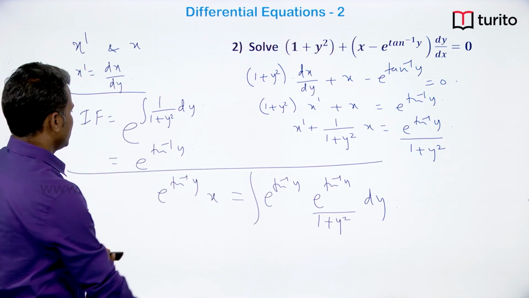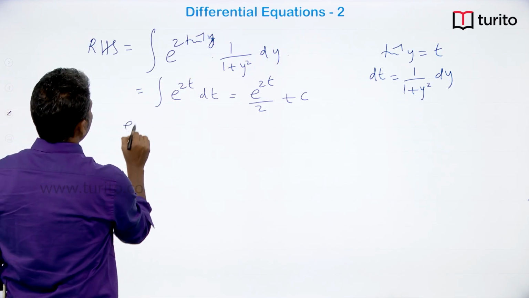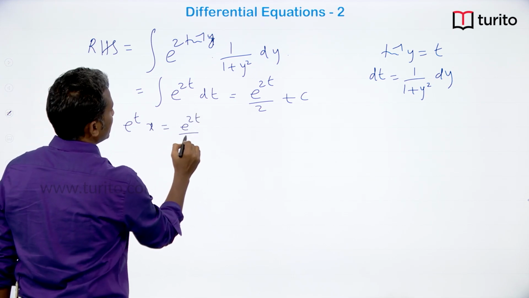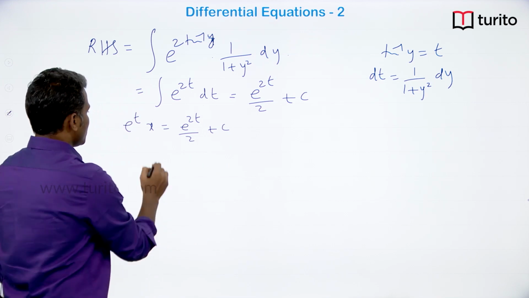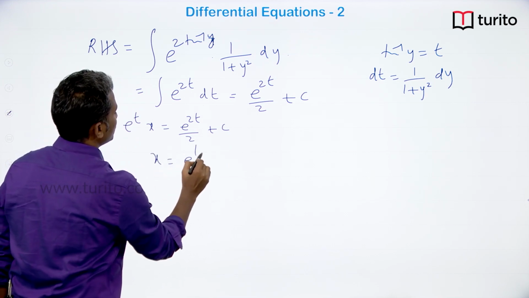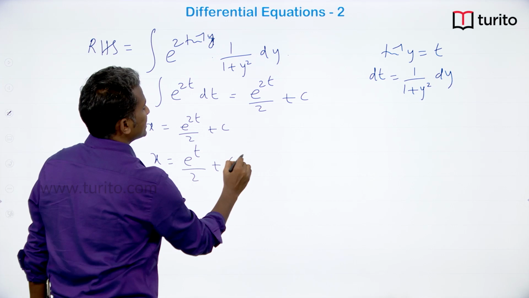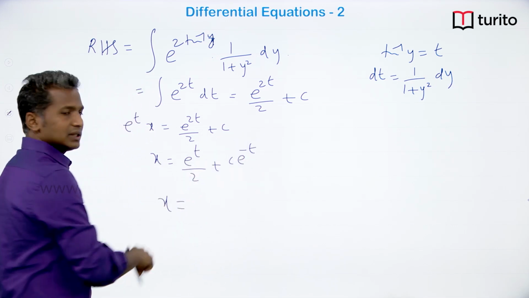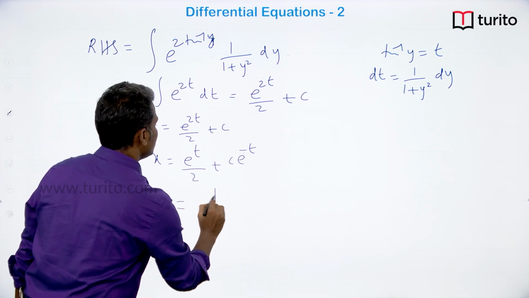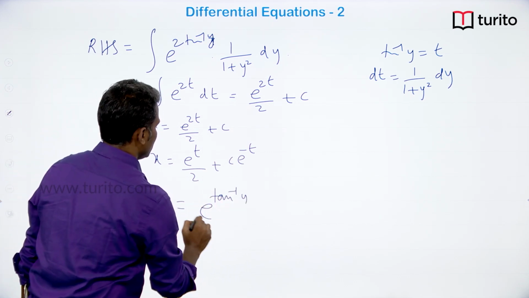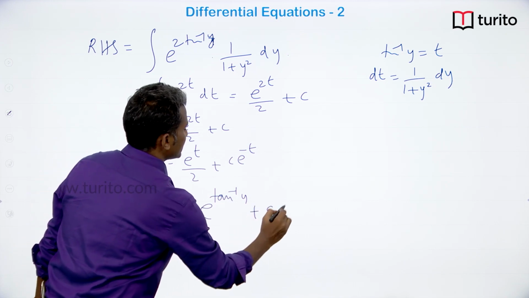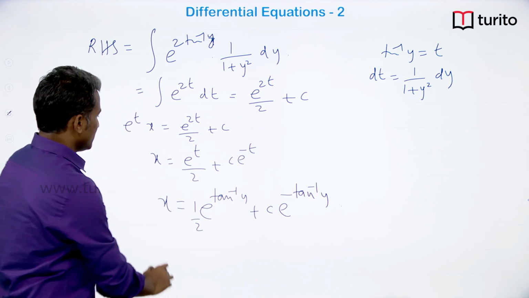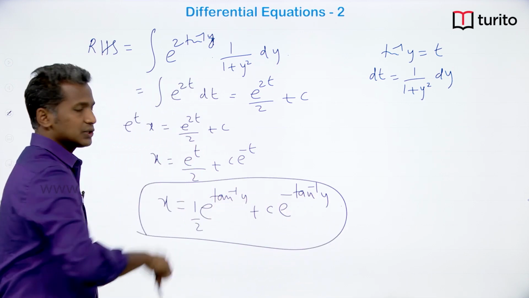What is our LHS? LHS is e power t into x and RHS is e power 2t divided by 2 plus c. So we can write x as e raised to t by 2 plus c into e raised to minus t, or using tan inverse, as e raised to tan inverse of y into 1 by 2 plus c into e raised to minus tan inverse of y. So this way we can complete the solution.